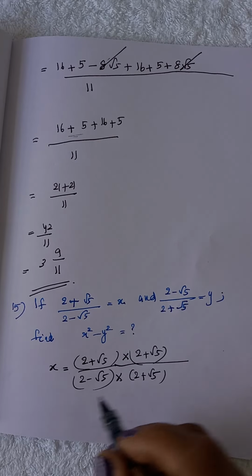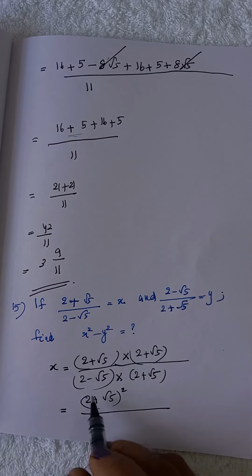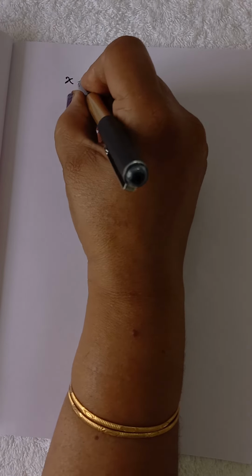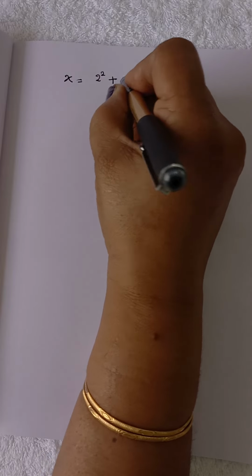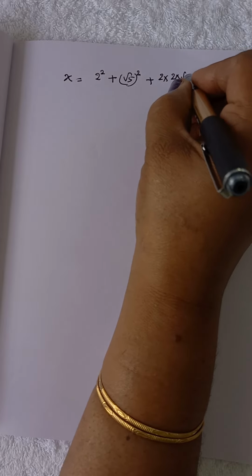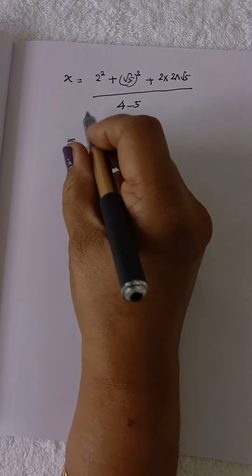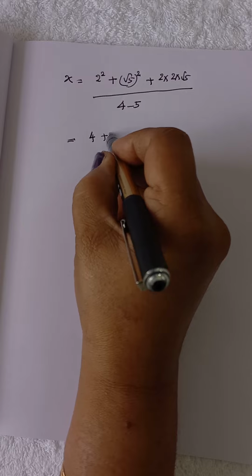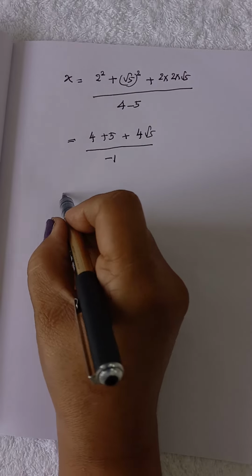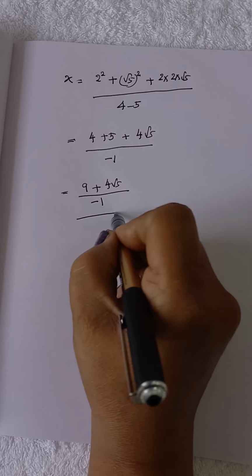So this is equal to (2 plus root 5) whole square divided by 2 square minus root 5 square. That is, this is equal to 2 square plus root 5 square plus 2 into root 5 divided by 4 minus 5. That is equal to 2 square is 4, root 5 square is 5 plus 2 into 2 is 4, root 5 divided by minus 1. That is (9 plus 4 root 5) divided by minus 1. So we got the value of x.